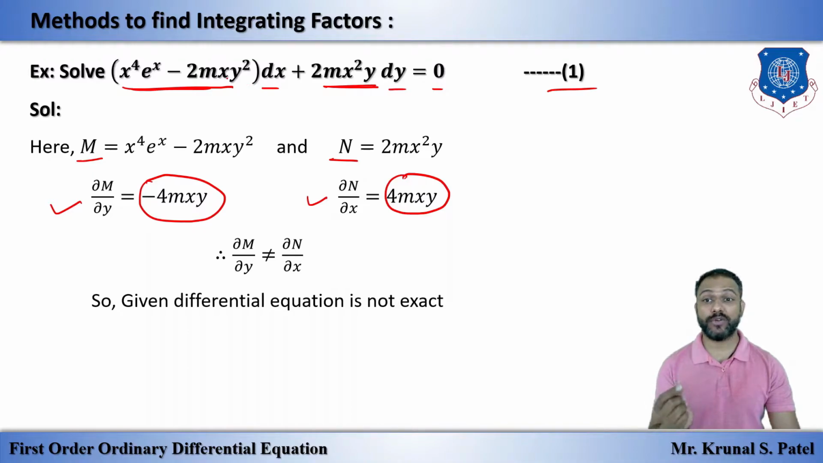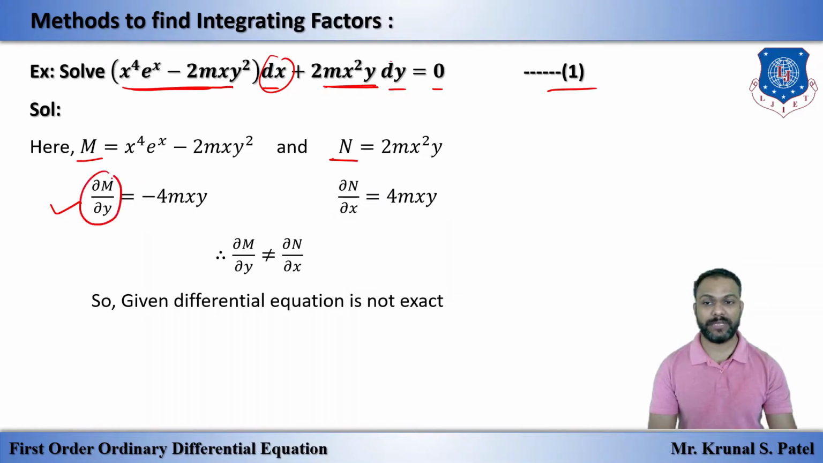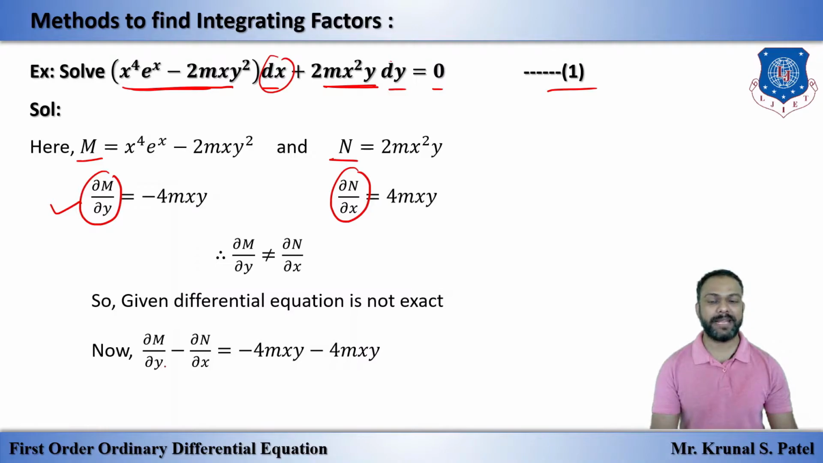Number 2, is there a function of xy and y dx plus x dy, anything like that? No. So method number 2 is not possible. Now we'll think about methods number 3 and 4. In 3 and 4, what we should do is find the difference del M by del y minus del N by del x. So first we will find del M by del y minus del N by del x. That means minus of 4mxy minus 4mxy. So we have minus 8mxy.